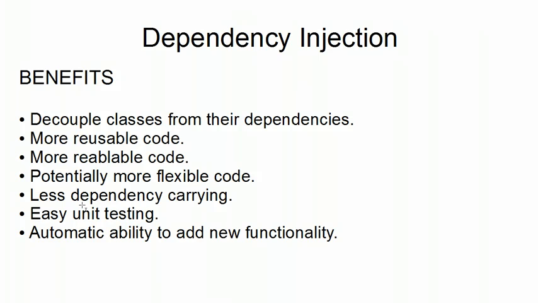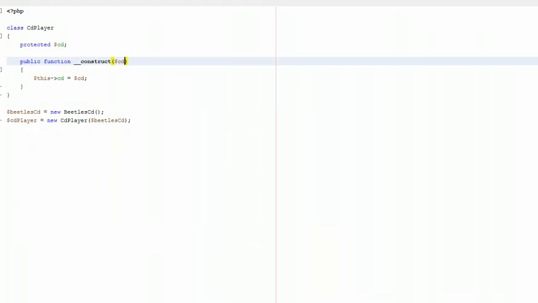Dependency injection will solve something in larger projects or more complex classes. You may experience something called dependency carrying. We won't cover it, but dependency injection pretty much solves that. And very importantly, dependency injection makes unit testing of your code very easy.